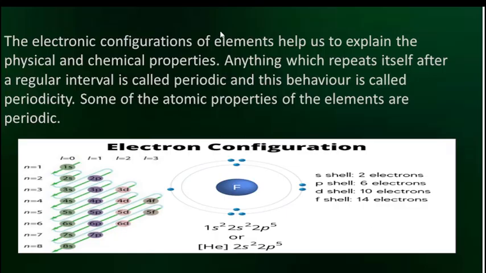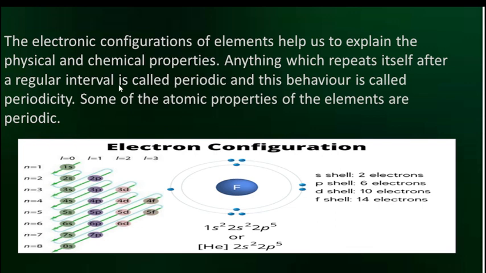The electronic configuration of elements helps us to explain the physical and chemical properties. The chemical properties are also explained by the electronic configuration, so the electronic configuration is very important. Anything which repeats itself after a regular interval is called periodic.